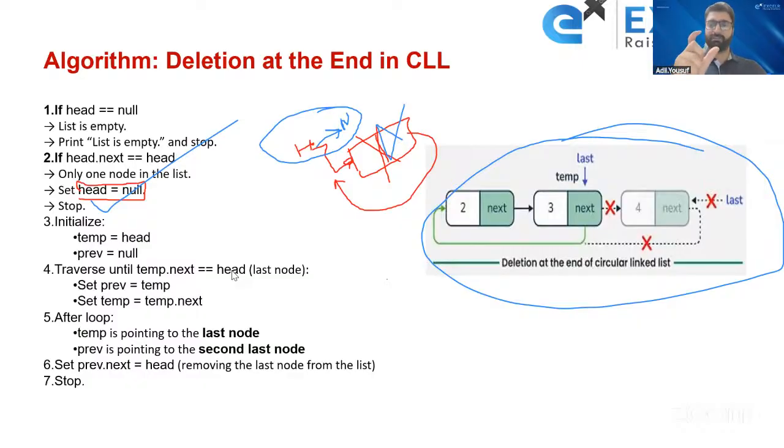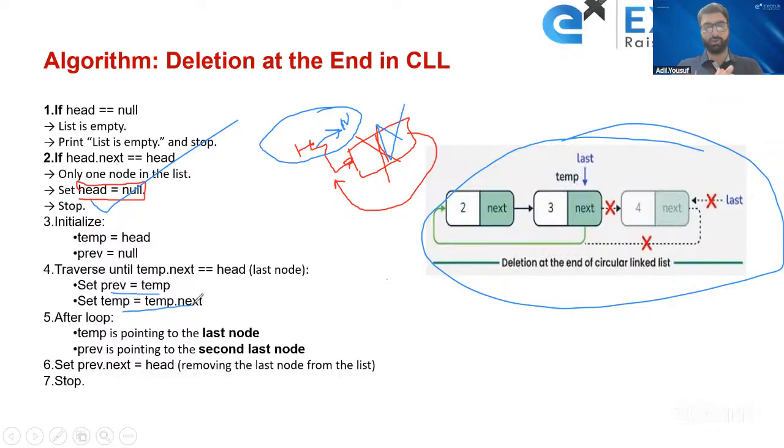Meaning the temporary node temp that we created is currently the last node. So what will previous do? Set previous equal to null, or set previous equivalent to temp, then set temp equivalent to temp dot next.